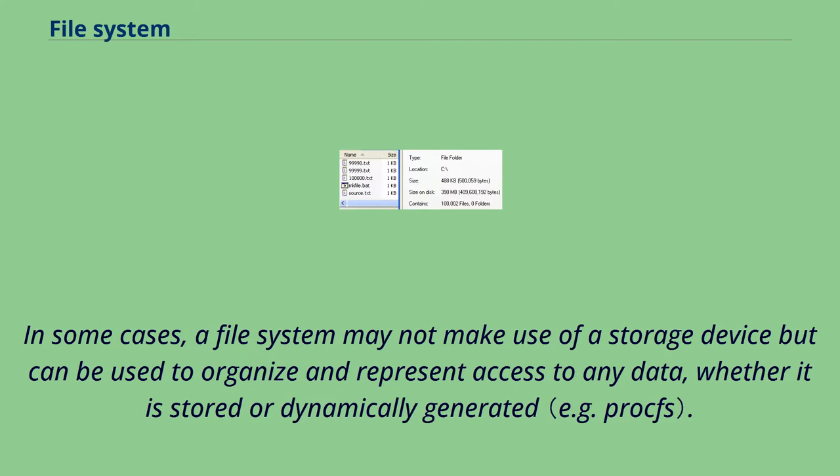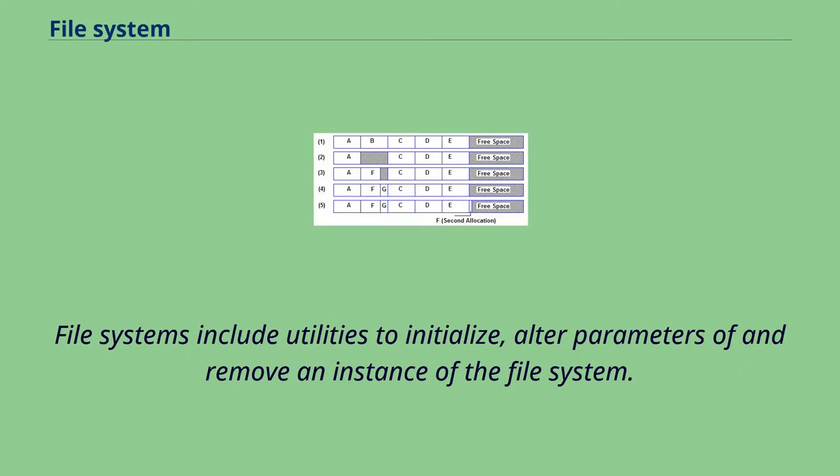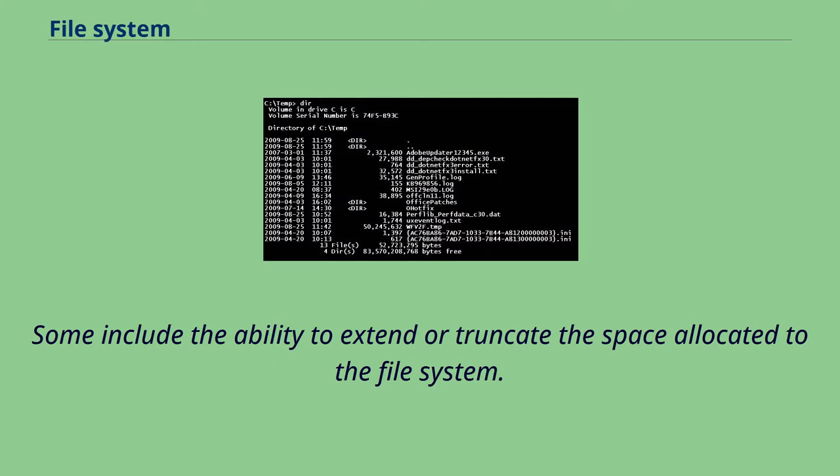In some cases, a file system may not make use of a storage device but can be used to organize and represent access to any data, whether it is stored or dynamically generated. File systems include utilities to initialize, alter parameters of, and remove an instance of the file system. Some include the ability to extend or truncate the space allocated to the file system.